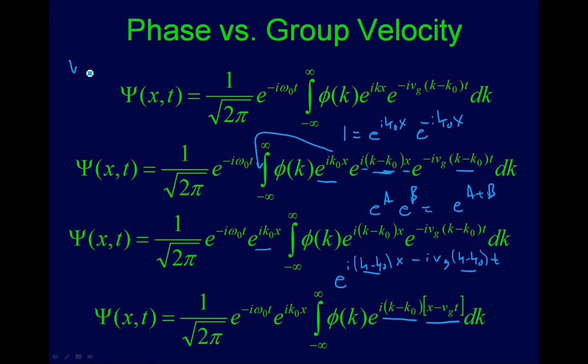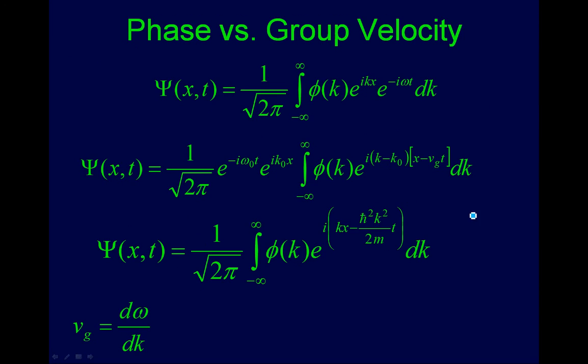Where again, the v g is our d omega dk evaluated at the point k naught. So it is a constant. It's not something that's changing as I change k. So we're able to write this in the form that leads us to believe that v g is our velocity, and the g stands for group, or group velocity.